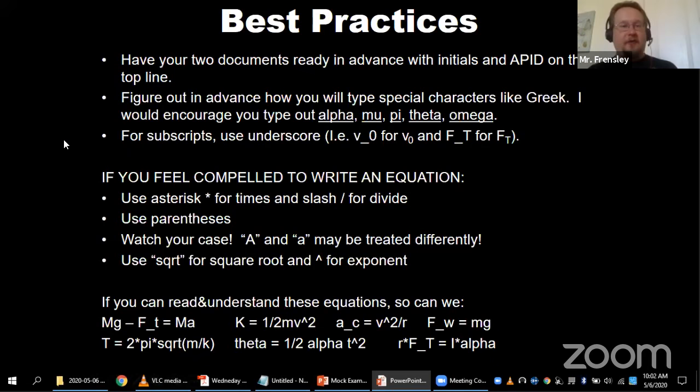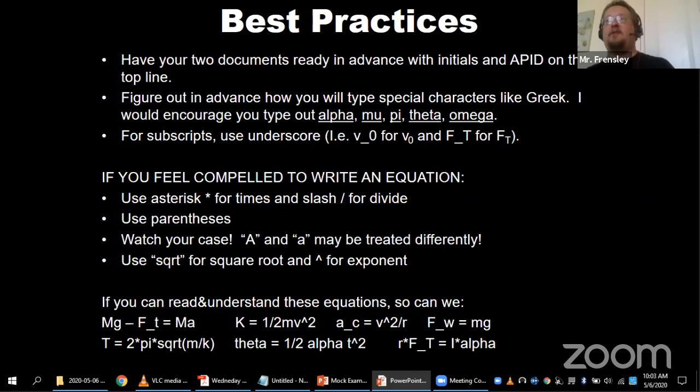Okay, have your 2 documents ready in advance. Have your initials and your AP ID on the top line. The AP ID will be part of your ticket, the email that you're going to get 48 hours before each exam. So just have that at the top already. Know in advance how you're going to type Greek letters. For me, I type ALPHA for alpha, MU for mu, PI for pi. I'm going to use an underscore for subscripts. I'm going to use an asterisk and a slash for times and divide.